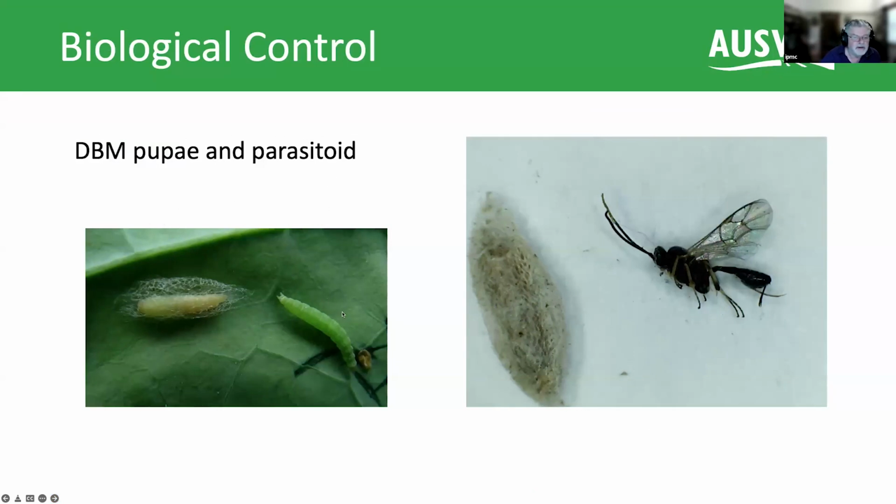Diamondback, after the larvae has finished growing, will develop a pupae that you can see over on the left-hand side there. Usually these are on the plant. They will drop off into the soil to pupate as well, but normally you'll find these on the underside of the leaf in the plant.